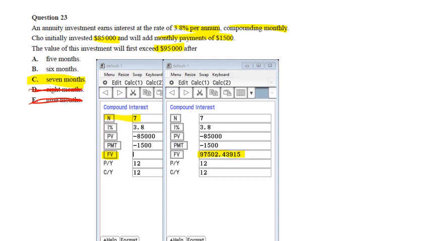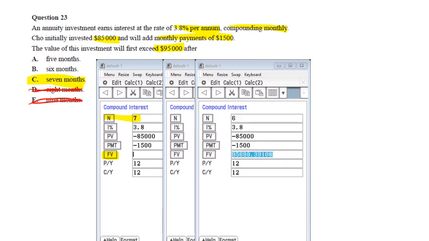I'll just quickly remind you also about those numbers. So we did 7 for 7 months, 3.8 for the interest rate, minus 85,000 because you're putting it into the bank, and minus 1,500 because you're giving money to the bank. You're making payments, you're not receiving payments, and the payments are monthly and the compounding is monthly, just to remind you where all that comes from. Let me just delete all of that, and let's have a look at 6 months.